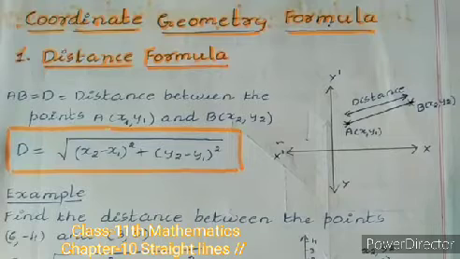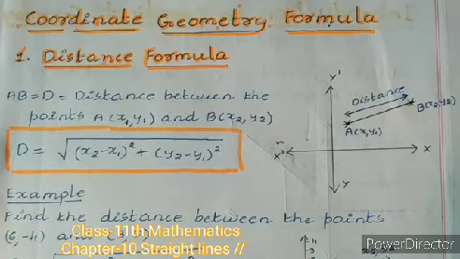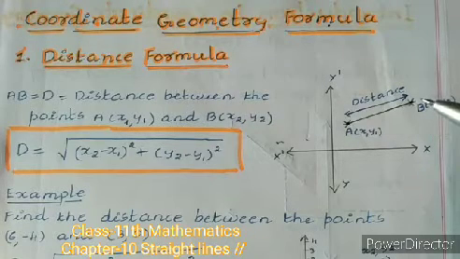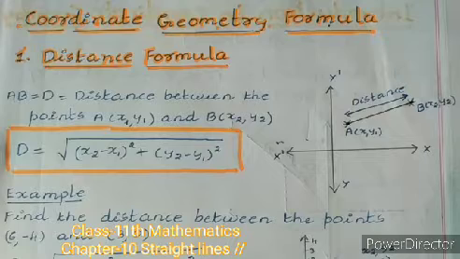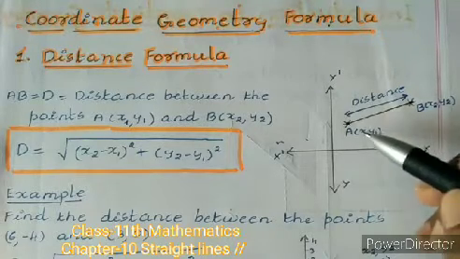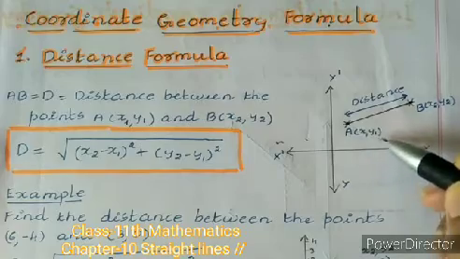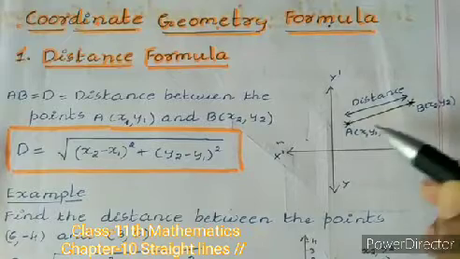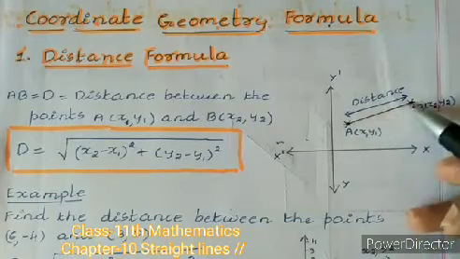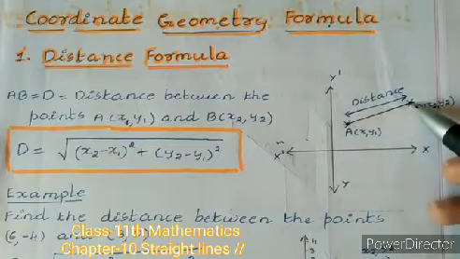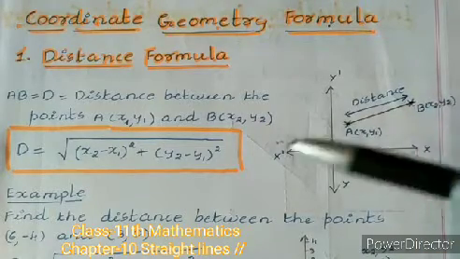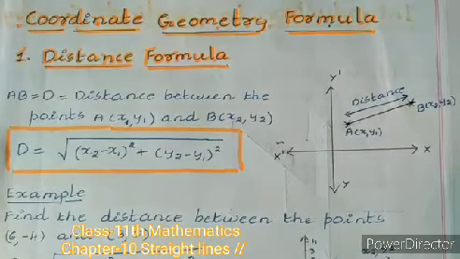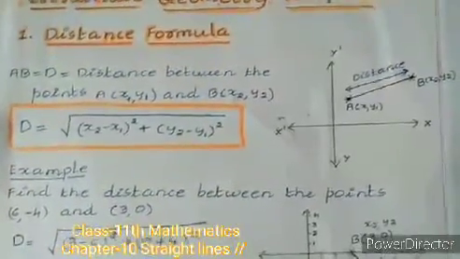The first formula is the distance formula. If you know two points, then the distance between the two points we can find by using this distance formula. Let us say we know the point A with coordinates x1, y1, and the point B with coordinates x2, y2. Now we need to find the distance between these two points. That distance we can find using the formula d equals square root of (x2 minus x1) whole square plus (y2 minus y1) whole square.